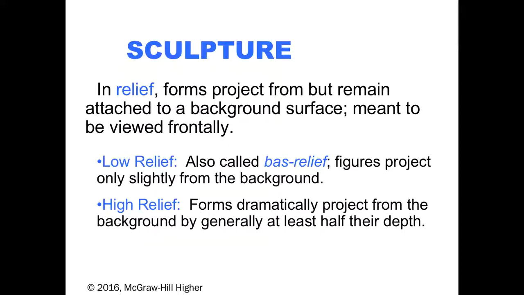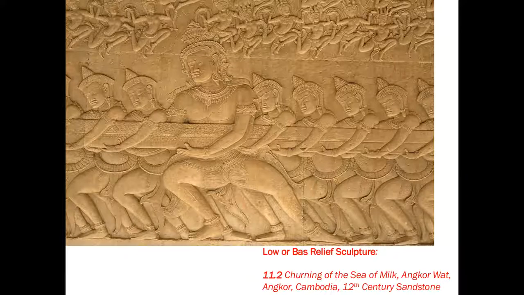Okay, so low relief is bas relief. That's usually something you see on a wall piece, which I'm going to go to this one right here, 11.2, Churning of the Sea of Milk. So it's very low. Do you notice how stuff that only has little tiny shadows, that's your indicator that it's a low relief. And there are no arms sticking all the way out. Everything is pretty flat. It's just barely any relief.